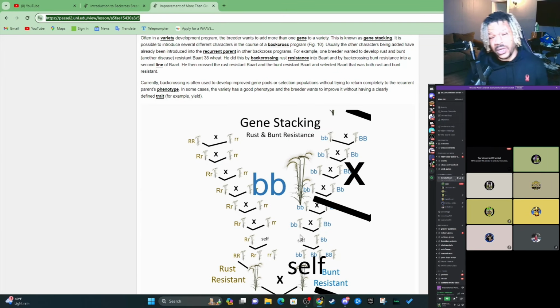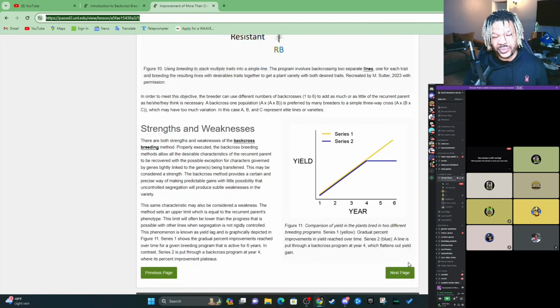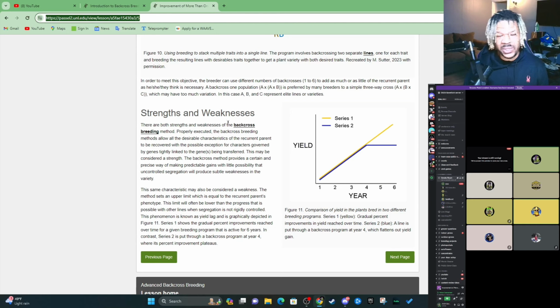Right now we're just going over some advanced backcrossing methods, and we jumped into strengths and weaknesses. There are both strengths and weaknesses of backcross breeding methods, and I wanted to know if you guys could think what you think might be some strengths and might be some weaknesses.